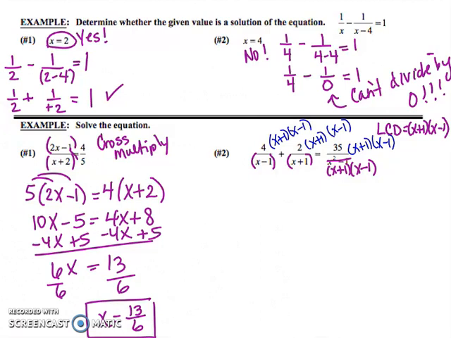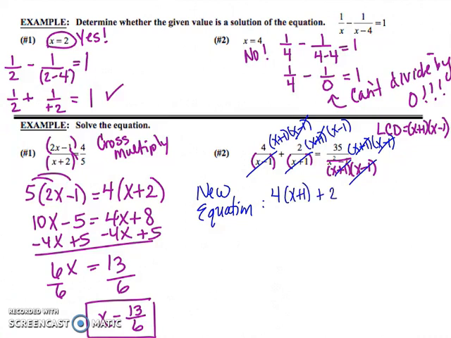So in the first fraction, x minus 1 cancels x minus 1. In the second fraction, x plus 1 cancels x plus 1. And in the third fraction, x plus 1, x minus 1 cancels x plus 1, x minus 1. So my new equation, after I do that fancy work there, becomes 4 times x plus 1 plus 2 times x minus 1 equals 35.